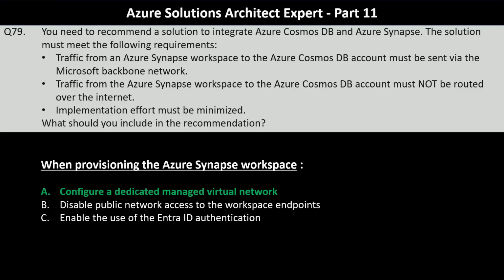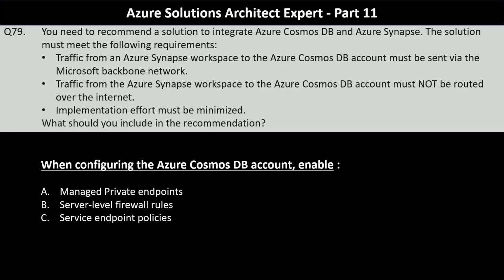Now, the second part of the question is talking about when configuring the Azure Cosmos DB account, enable, and your options are managed private endpoints, server level firewall rules, service endpoint policies. Folks, you should configure the Azure Cosmos DB account to use managed private endpoints. This will allow Azure Synapse to securely connect to Azure Cosmos DB using a private link.